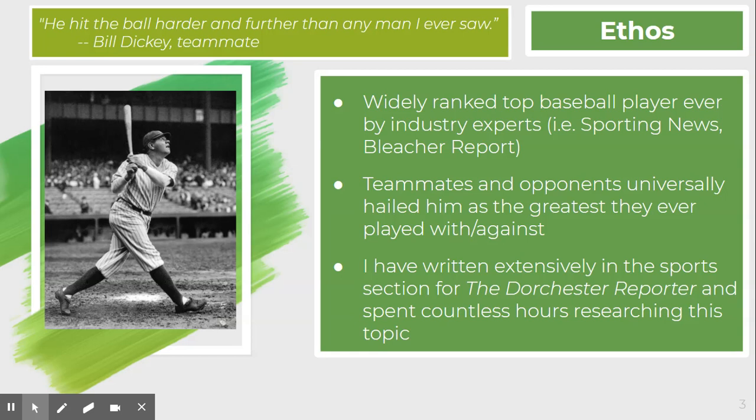And then to build up my own sense of credibility, I would talk about the fact that I was a sports writer for the Dorchester Reporter, and I've spent countless hours, more than I'd like to admit, researching this topic. And even the quote at the top right there, it's an example of a teammate talking about how he is the greatest ever.